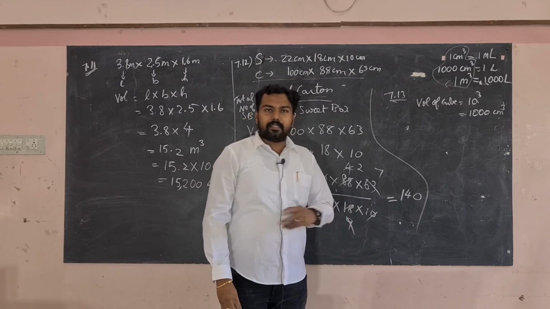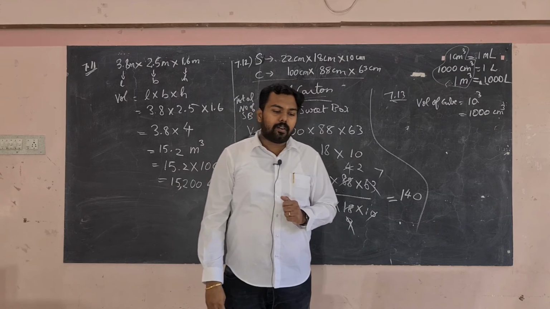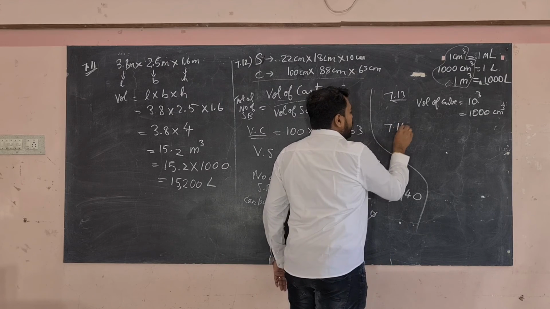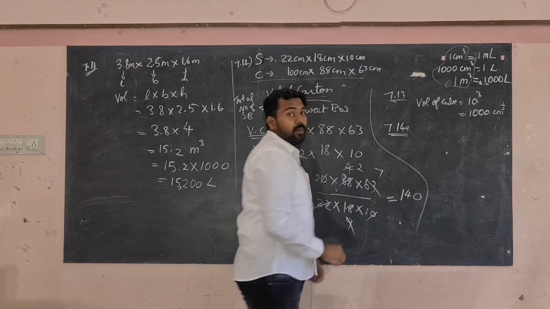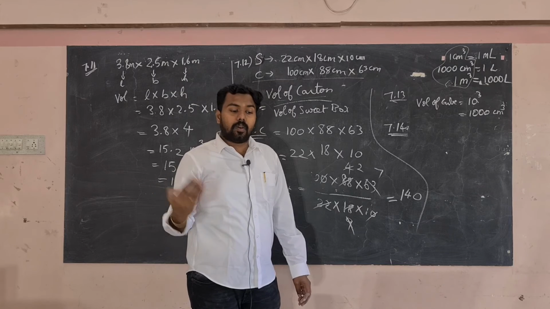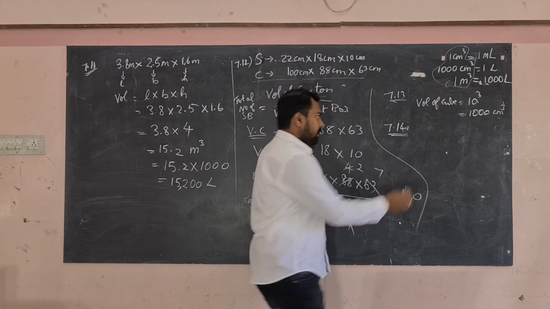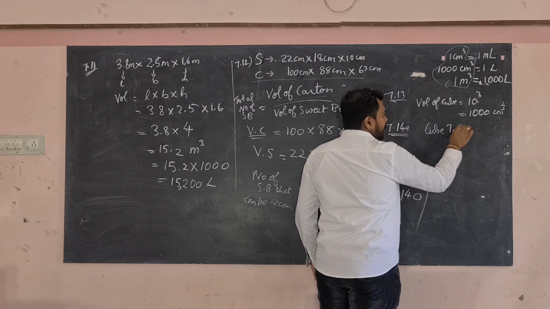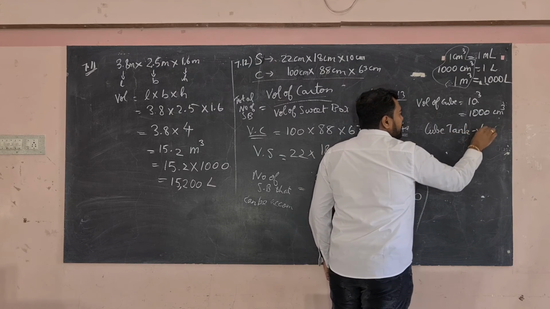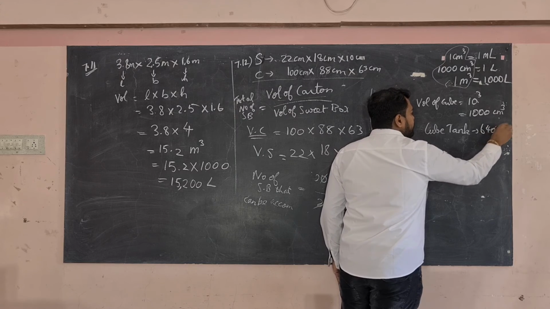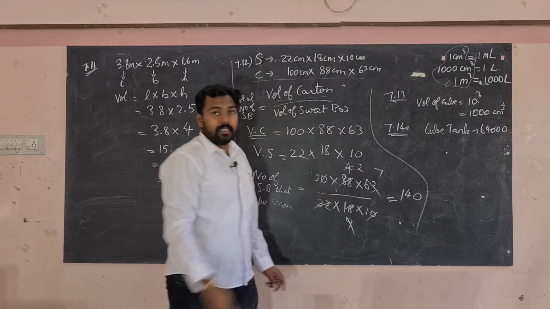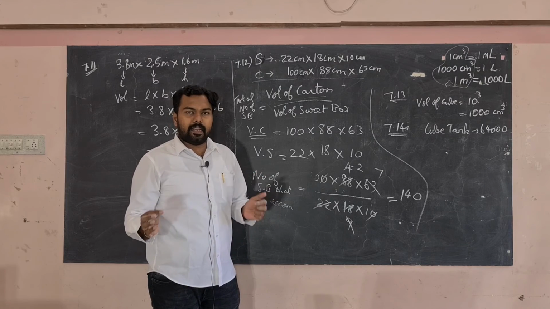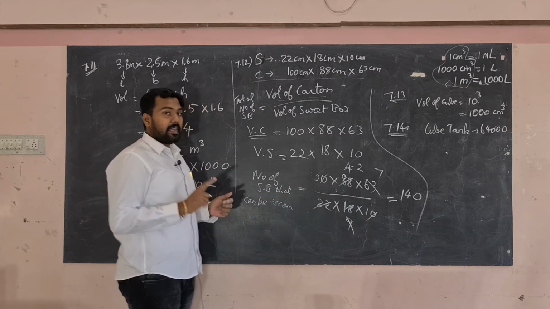Okay. Next question. 7.14. A cubical tank can hold 64,000 liters. என்ன சொல்லிருக்காங்க? Cubical tank ன்றாங்க. Cubical tank can hold 64,000 liters of water. Find the length of the side in meters ன்னு கொடுத்துறாங்க.